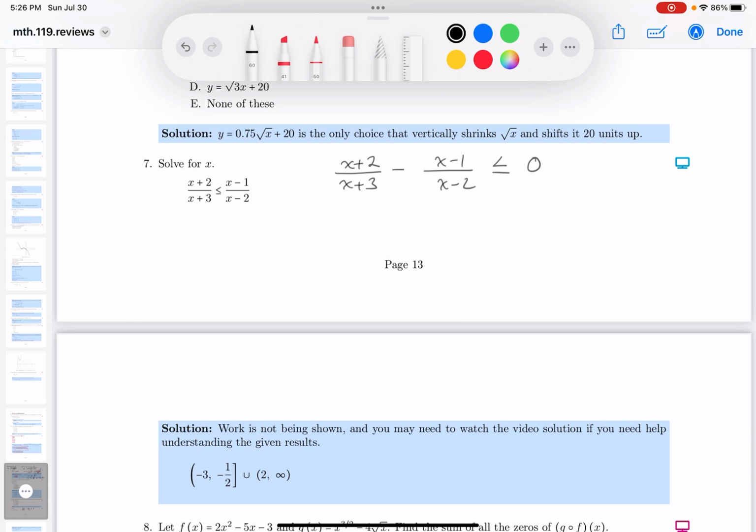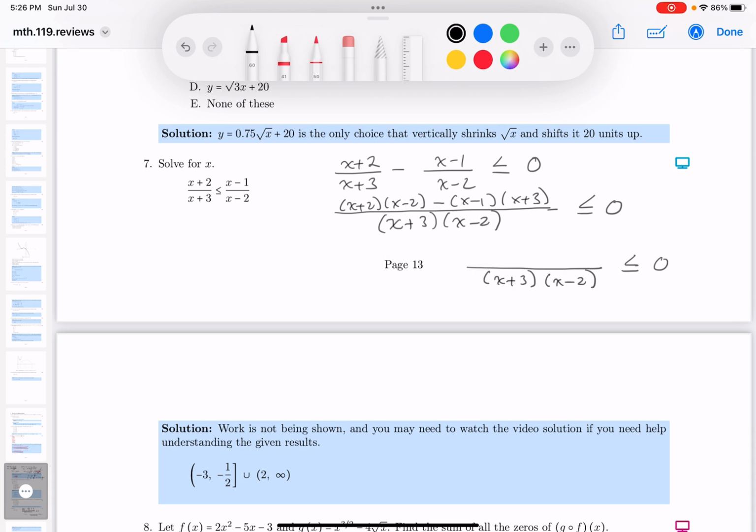What's my next step going to be? Well, I need to get a common denominator. So x plus 3, x minus 2. The problem now is just getting that numerator. And I'll put this down. So it's going to be x plus 2 times x minus 2 minus x minus 1 times x plus 3. All right? Now, granted, I got to be really careful with this. The bottom's already done, by the way. It's the top that is causing me so much trouble.